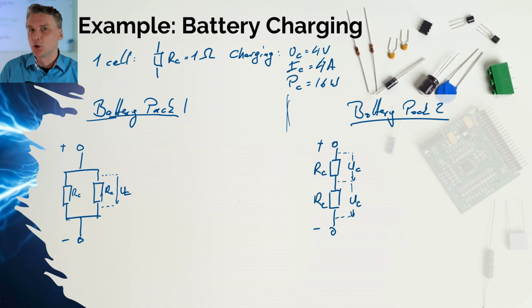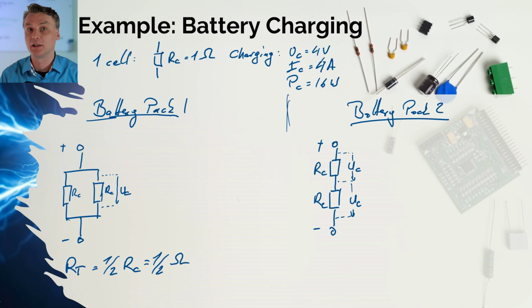Okay, so what's the total resistance, the battery pack resistance of pack number 1? Well, that's half an ohm. That's half the resistance of a single battery cell because connected in parallel. In series, as you remember, resistance goes up. So the total resistance of the 2 series connected cells is 2 ohms.